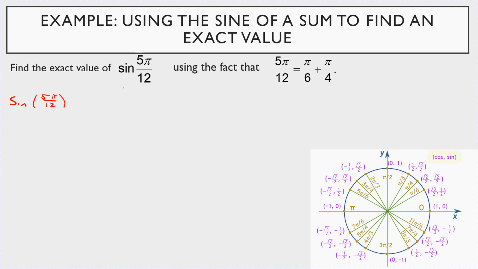So I want to find the exact value of sine of 5 pi over 12 using the fact that 5 pi over 12 is the same thing as pi over 6 plus pi over 4. So this is sine of pi over 6 plus pi over 4. Well, look, here's pi over 6 and pi over 4. So just using our formula, what does this become? This is my alpha, this is my beta. Sine of pi over 6 times cosine of pi over 4, plus cosine of pi over 6 times sine of pi over 4.